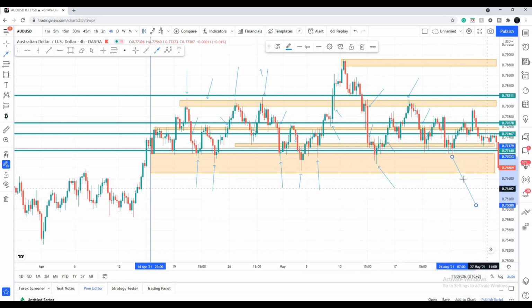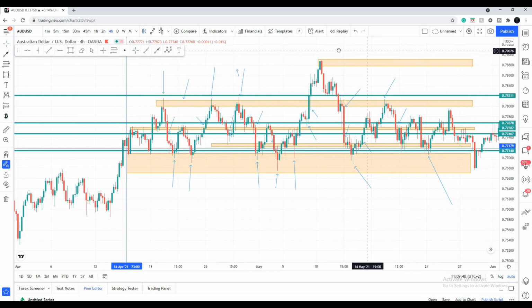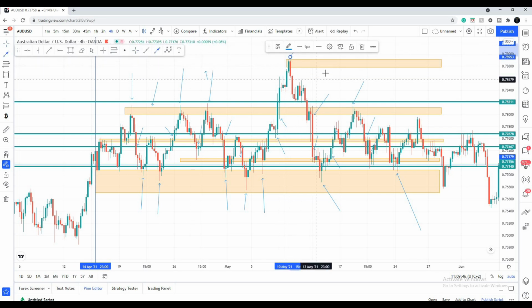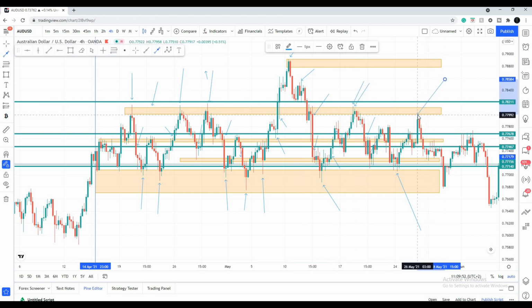Now during this time as well, we should have been taking note of this, right? Lower highs have been created. So there's our highest point. There is a new lower high. Here is a new lower high. Here is a new lower high, and this is a new lower high. So we're expecting the market to break the trend soon.